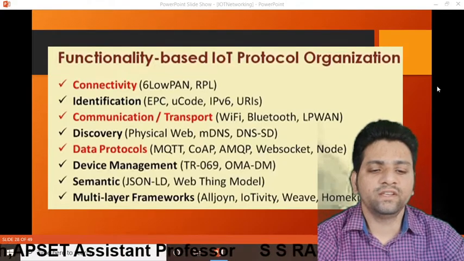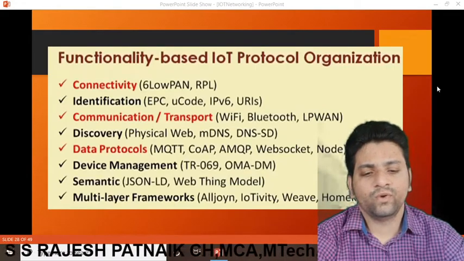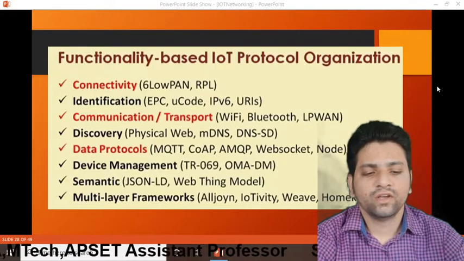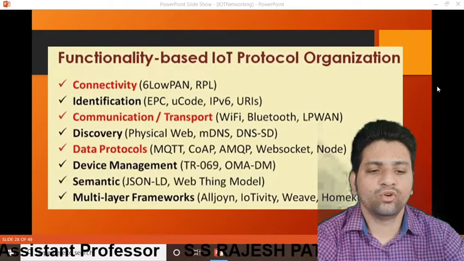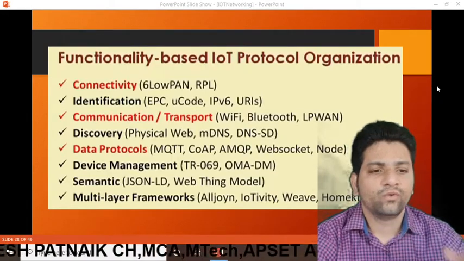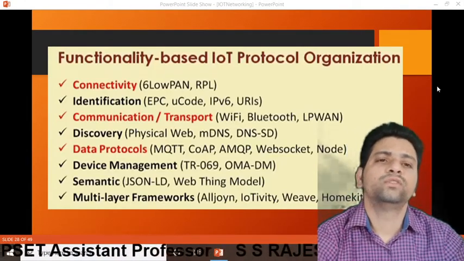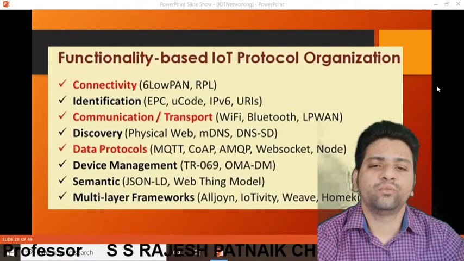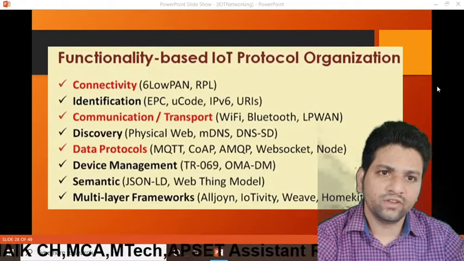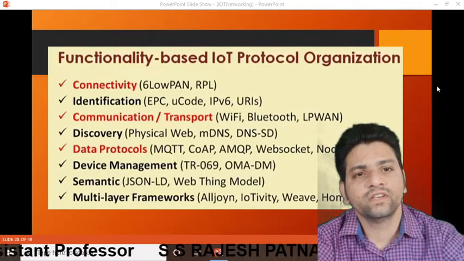Next, we also have low power wide area networks, LPWAN. LPWAN is a wide area network where low power is required for transmission of data from one device to another device. We know this is a type of protocol used in IoT devices. Till now, we discussed various protocols here.